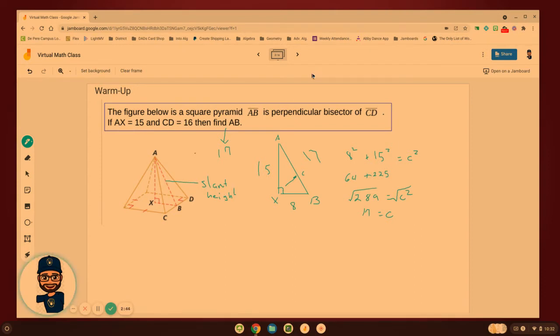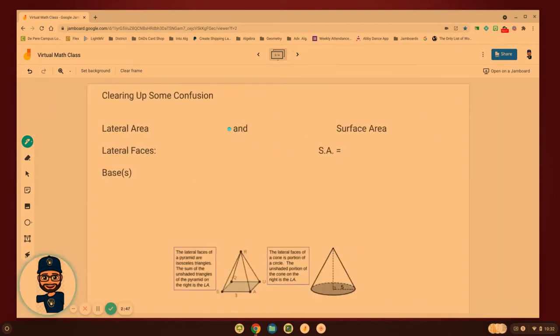Okay. Now, I want to just take a few minutes to clear up some confusion that we had on lateral area, surface area, and what lateral faces are. First thing we need to identify in our 3D shapes are the bases, right? The bases. Today we're going to be dealing with pyramids, tomorrow cones, where they only have one base, which is shaded in these two objects, okay? They're shaded. Therefore, the lateral faces in a pyramid are triangles.